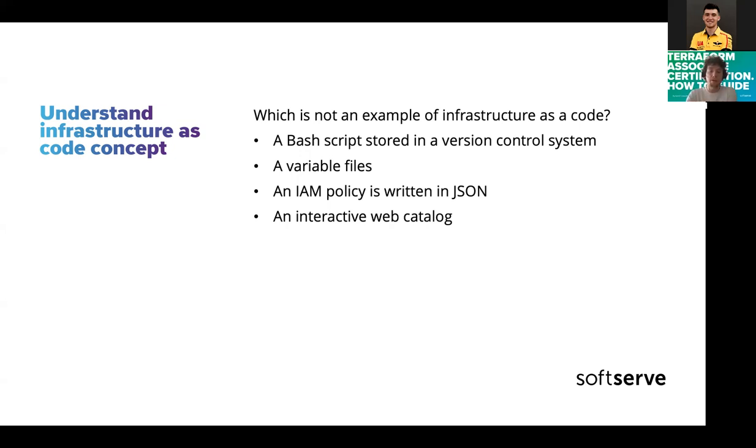We have a variable file. This is still code. This is a file, so it's connected with the code. We have an IAM policy. It's written in JSON. Still, this is a file, this is code, so it's connected with infrastructure as code. And an interactive web catalog. That's something where you have to click and do something on your desktop. So I think the correct answer is an interactive web catalog.